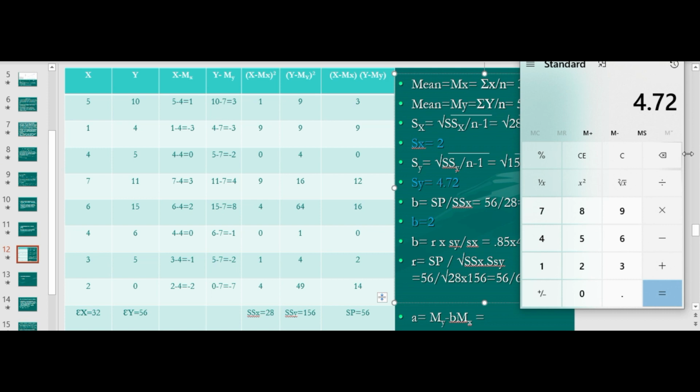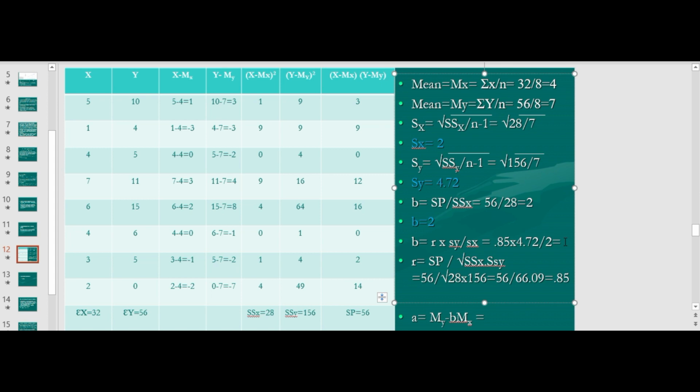4.72 divided by 2 is 2.36, multiplied by 0.85, which is equal to 2.006. It means 2. So it is equal to 2.